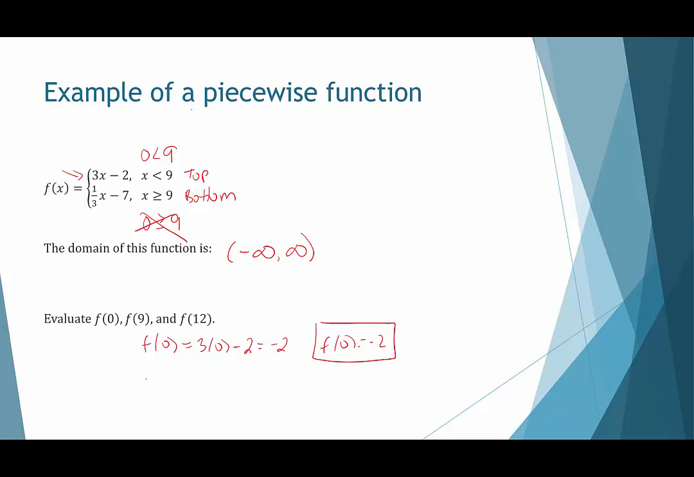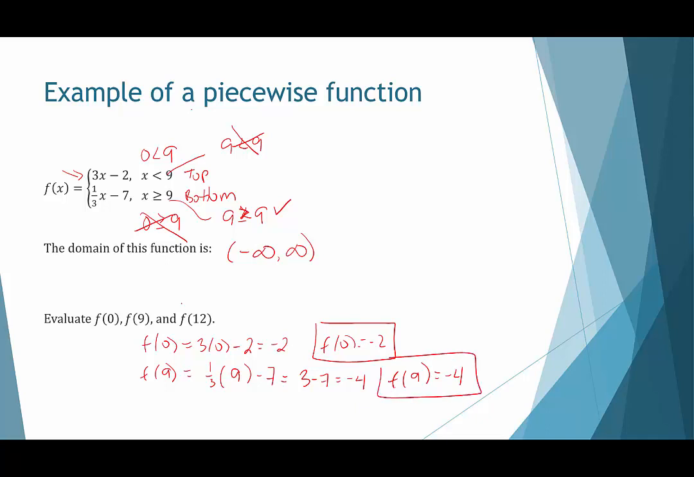That's it, the end. What about f of 9? So 9, we have to decide, is 9 less than 9, or is 9 greater than or equal to 9? This is the one that's true, this is false, so we only plug in 9 to the bottom piece. That'd be 1/3 times 9 minus 7. 1/3 of 9 is 3, and 3 minus 7 is -4. So we would say that f of 9 is -4.